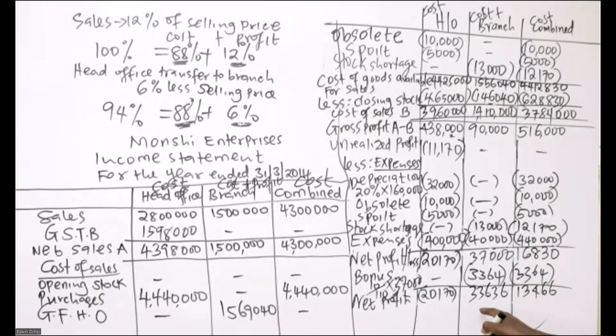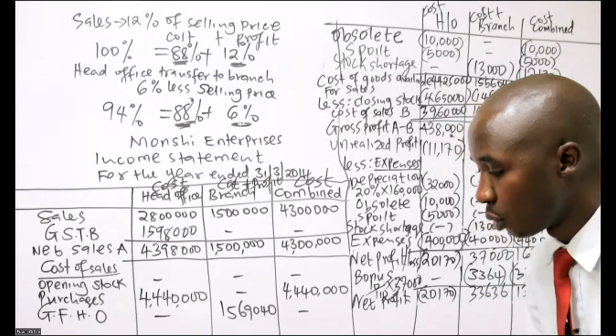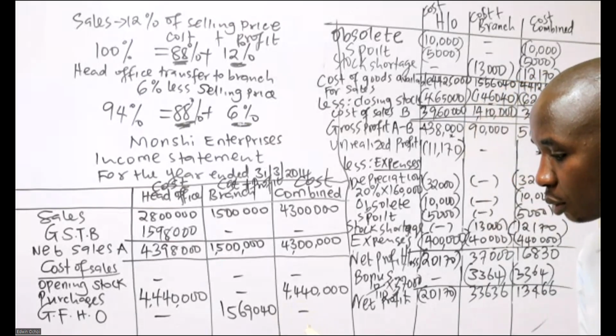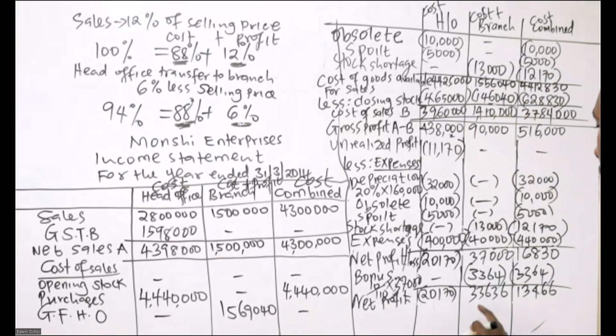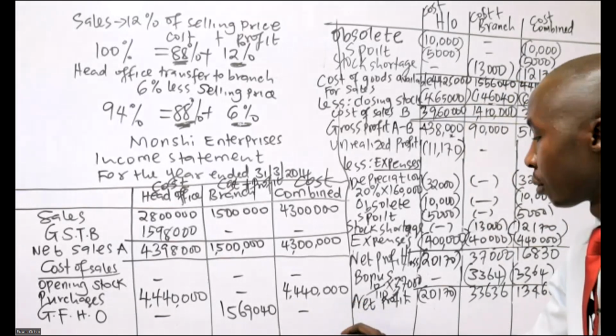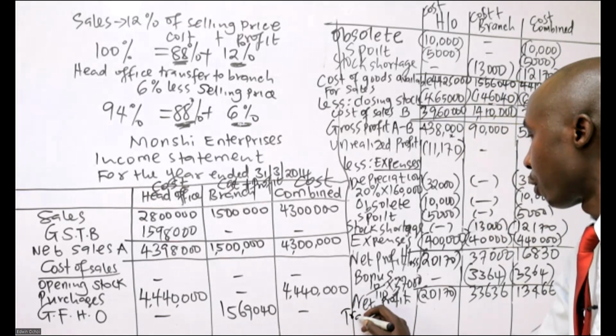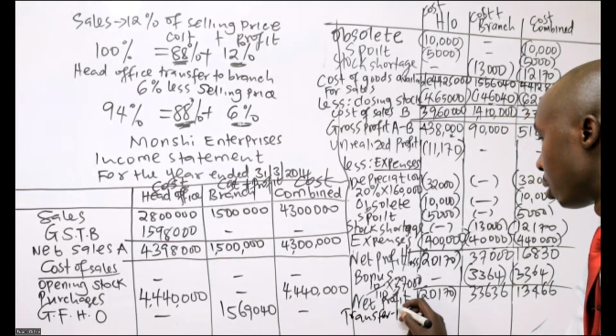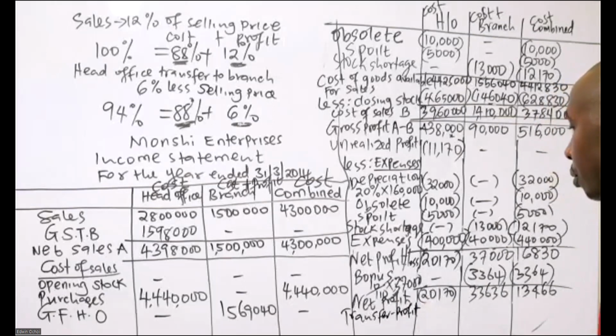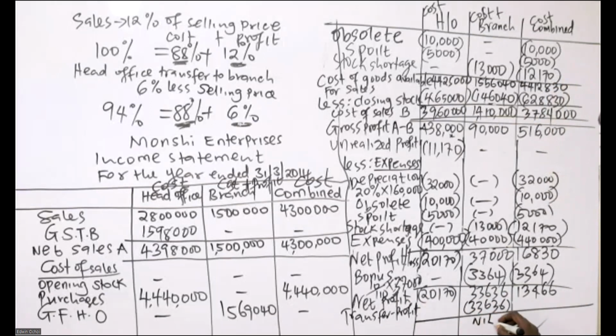Then we have to transfer the branch profit to the head office. Transfer branch profit to head office. So transfer this profit. So we deduct here, we get the nil. We add under head office. So here is 13,466.